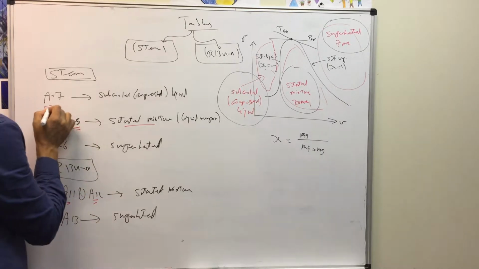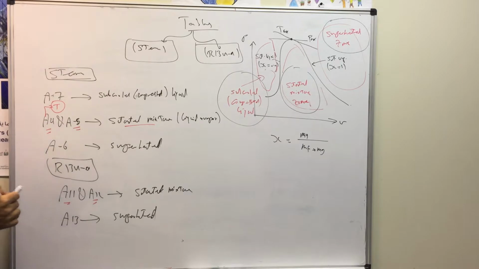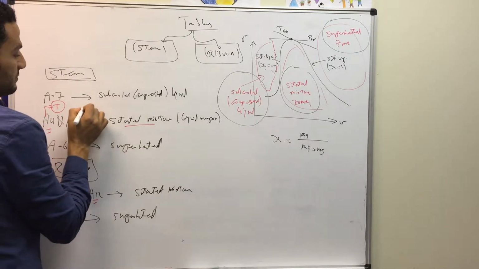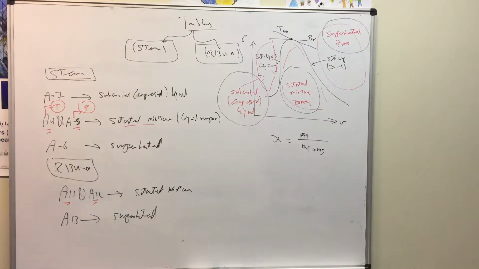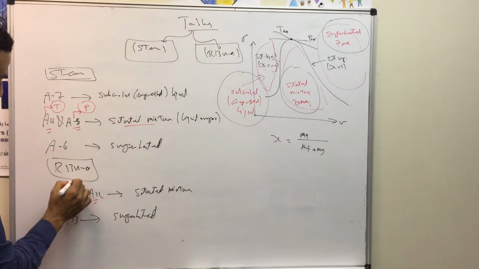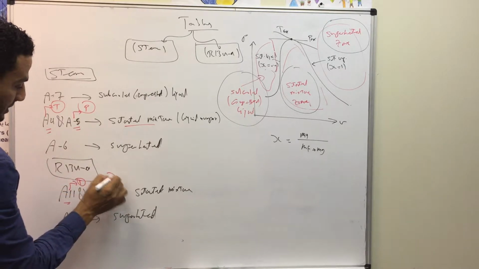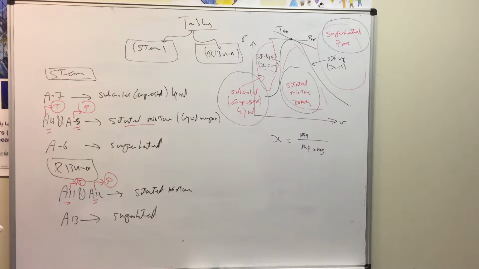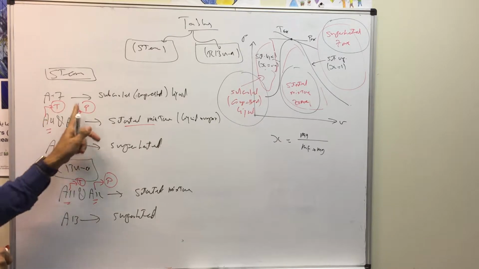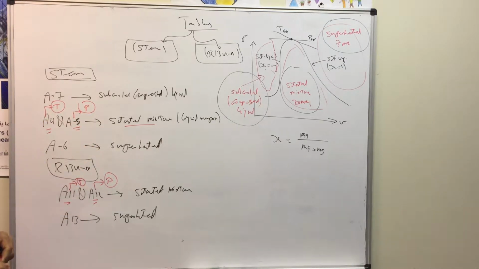Table A4 for steam starts with temperature, so if temperature is given, we can use table A4. Table A5 starts with pressure, so if pressure is given, we can just use table A5. The same case applies for refrigerant. Table A11 starts with temperature, and table A12 starts with pressure. However, the values are very similar. So if temperature is given, I can just use this table. If pressure is given, I can just use the other table.